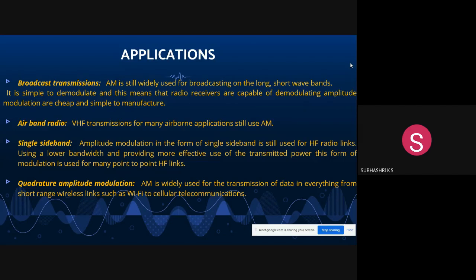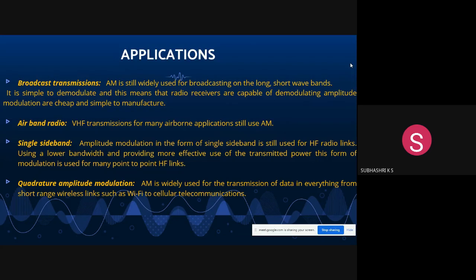Airband radio. VHF transmissions for many airborne applications still use AM. Single sideband. Amplitude modulation in the form of single sideband is still used for HF radio links. Using a lower bandwidth and providing more effective use of the transmitted power, this form of modulation is used for many point to point HF links.